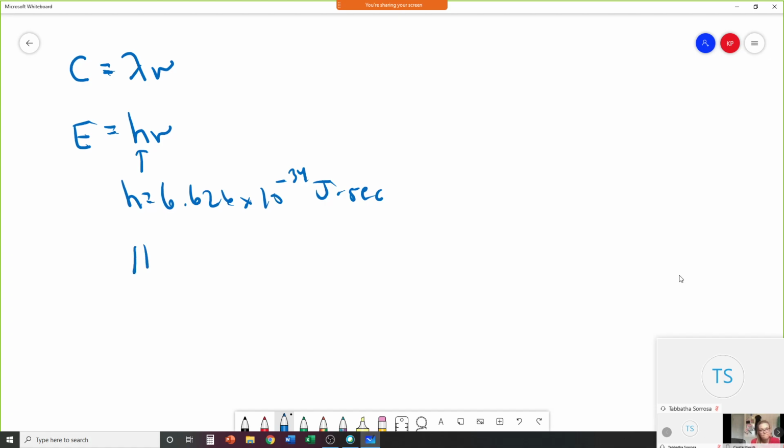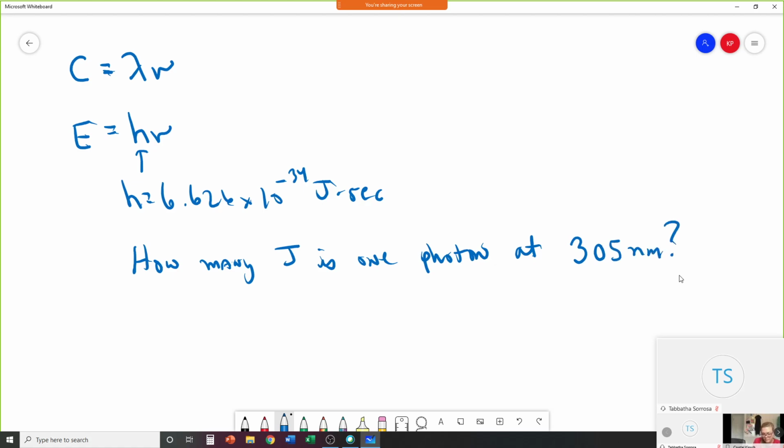In this chapter in particular, now, if I wanted to calculate, let's say, how many joules is one photon at, let's go out more towards the blue, let's say 305 nanometers. How many joules is one photon at 305 nanometers?